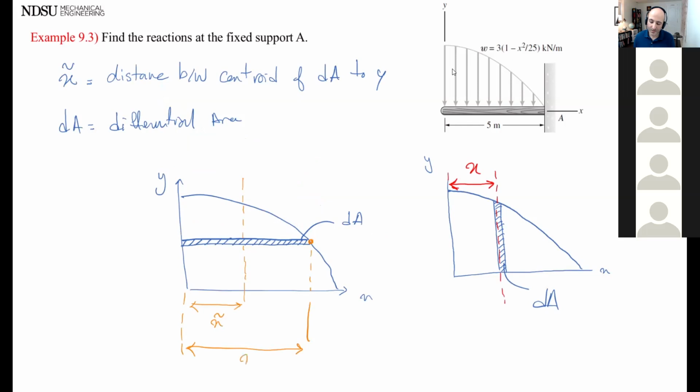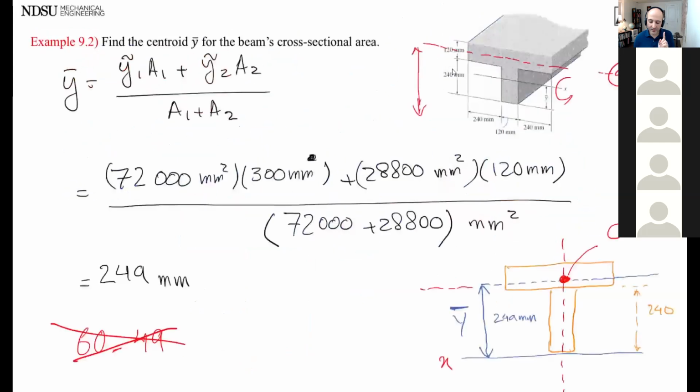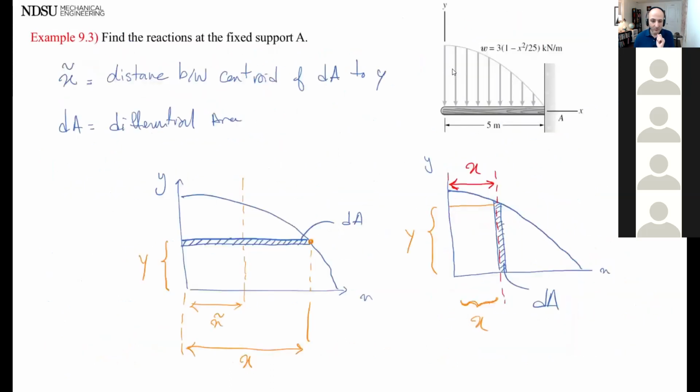Just x. How much is this length here? Y. Okay, so let's look back here. What is this length here? Y. What is this length here? X. Okay, so you see the difference? That's why I keep telling you guys, x tilde is different than x, y tilde is different than y, because they're not always equal.